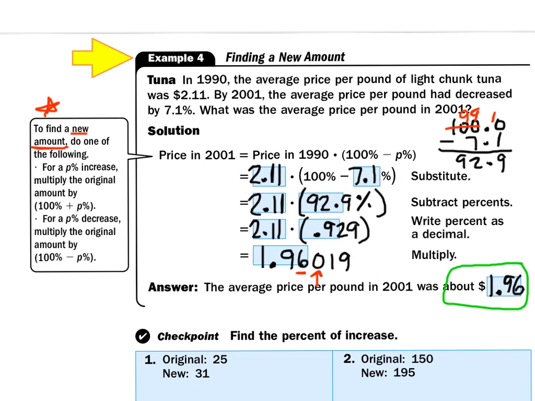And so that would say $2.11 times 92.9%. Well, I just made that a decimal by grabbing the decimal point and moving it back 2 places. So that means it's $2.11 times 0.929. And when you multiply that out, you would get 1.96019. Now you have to make it look like money, so you want to round to the pennies. So that means look at the 0, it's not big enough to bump the 6 up, so you just drop all of this. So that means the new price is about $1.96.